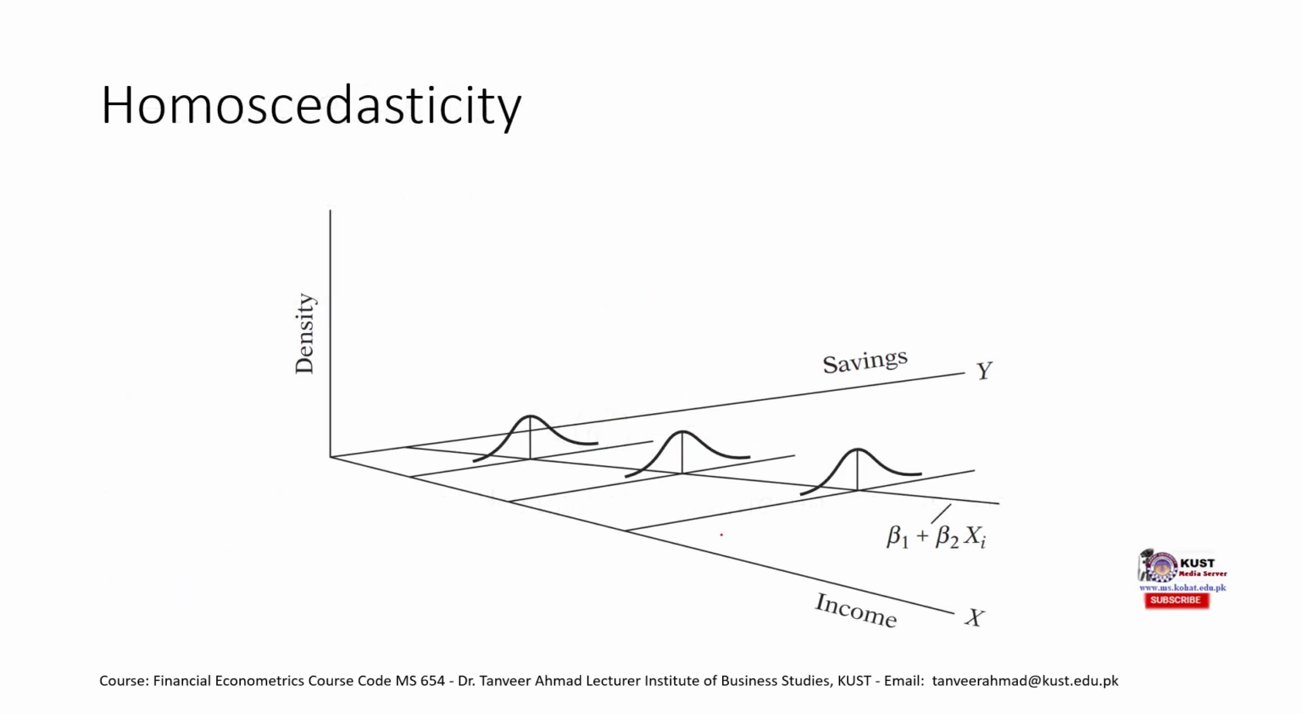If we look at this chart, we have the independent variable. It is a three-dimensional chart, so you can see the density over here. And we have saving as the dependent variable. You can see that the spread of the error term is equal no matter at what level of income we are. At all levels of the x variable, the spread is equal. So this would be called homoskedasticity.